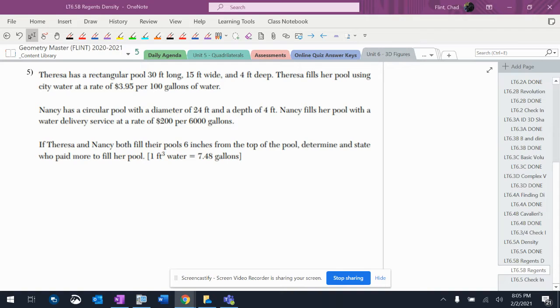Okay, it also says they fill their pools 6 inches from the top, so they don't fill them all the way up. All right. Now, this is inches, everything else is feet. So this is 0.5 feet, not 6 inches. So that means this isn't 4 feet deep. It's 3.5 feet deep. And this isn't 4 feet deep. It's 3.5 feet deep. So there's all of that little stupid stuff in the beginning that I have to deal with.